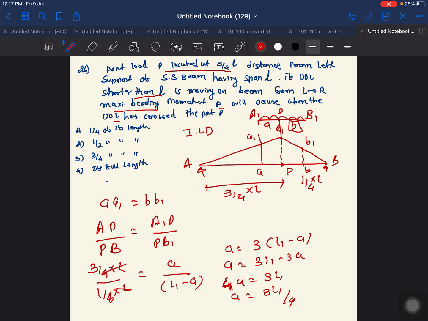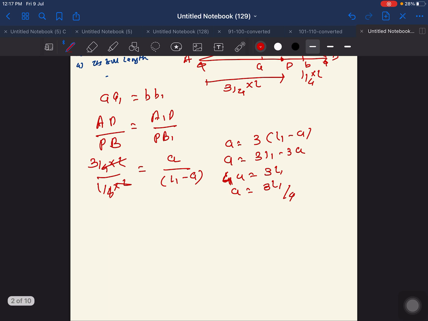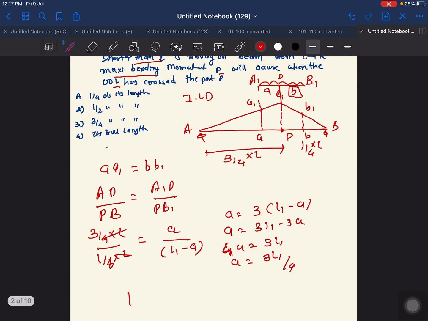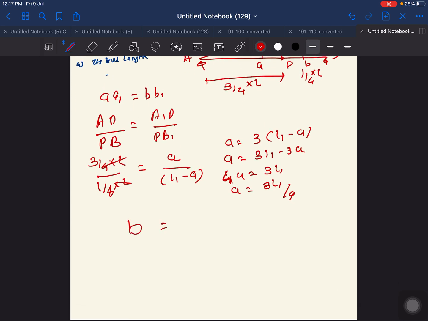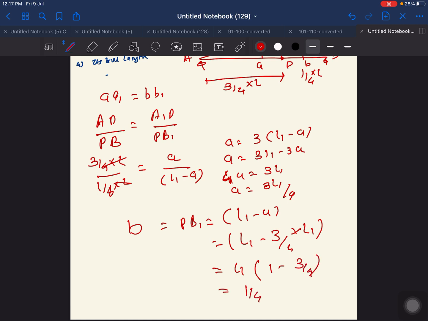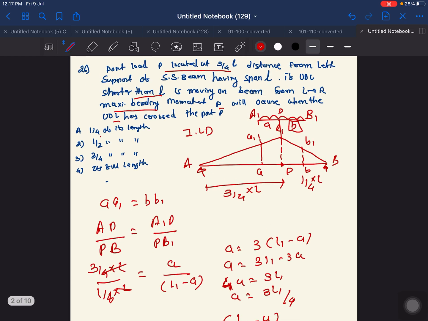So 3/4 of L1. So now you have to find the value of B. So B is equal to, what is B? B is equal to PB1, and PB1 is nothing but L1 minus A. So your L1 minus 3/4 of L1. You can easily calculate the value of this: 1 minus 3/4, so that is equal to 1/4 of L1. So that's why your answer is 1/4 of its length. It's really a very important question, and in this way you can solve it. So 1/4 of its length.